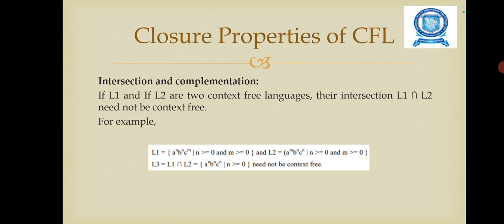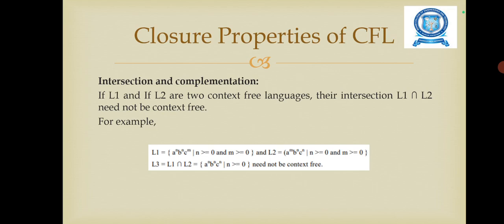Next, we are going to see intersection and complementation. Here, if L1 and L2 are two context-free languages, their intersection L1 ∩ L2 need not be context-free. Here also you consider the conditions for L1 and L2. L1 says the number of A's should be equal to the number of B's. Then L2 says the number of B's should be equal to the number of C's.